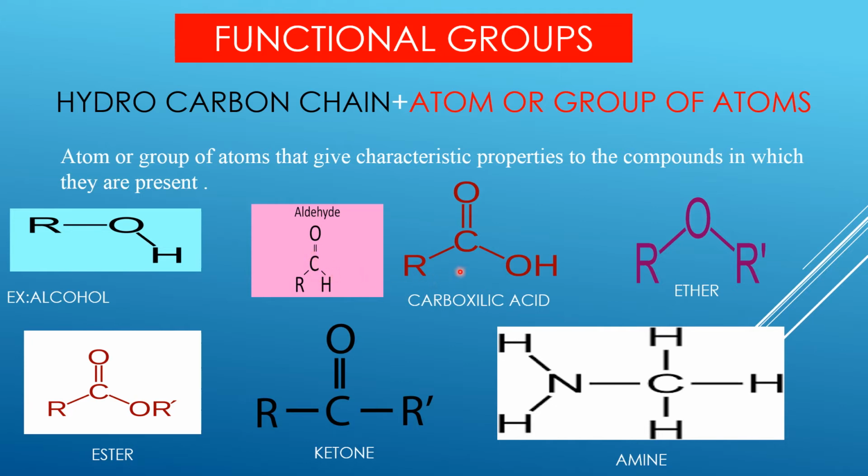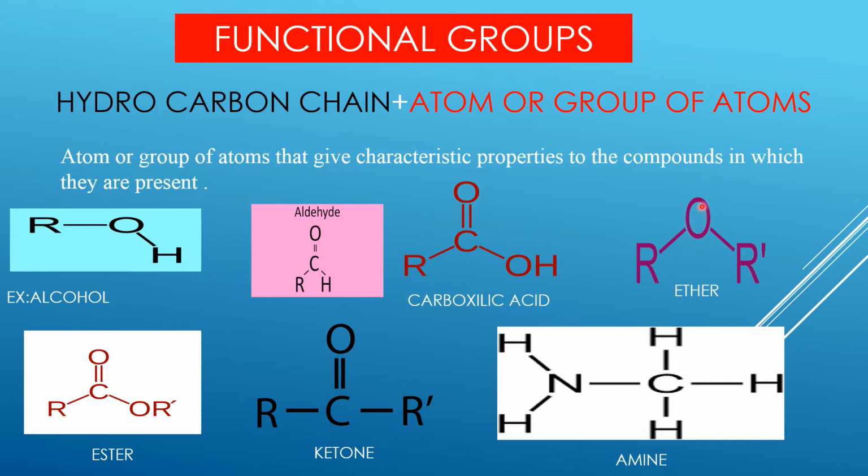Next, come to the next one. You look carefully, C double bond OH, that is COOH. This is known as carboxylic acid. So the COOH functional group is known as carboxylic acid. Next, come to the next one.